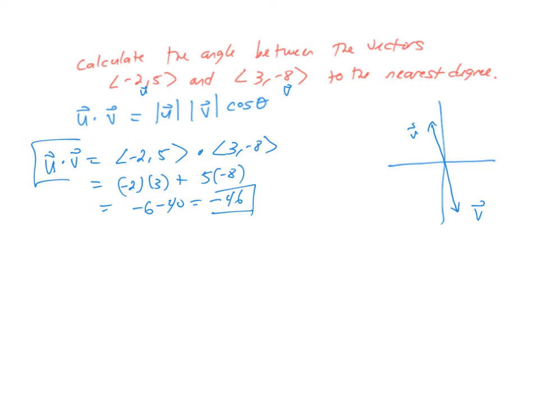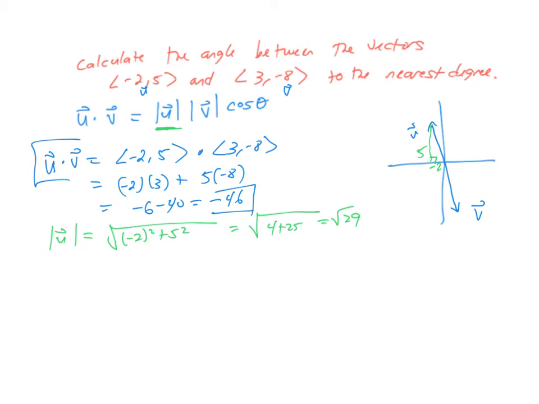Next, we're going to start computing the things from the right side of the equation. Let's find the magnitude of u. Remember, this is the vector -2, 5, so we're going to use the Pythagorean theorem. It's going to be the square root of -2 squared plus 5 squared, which is the square root of 4 plus 25, which is rad 29.